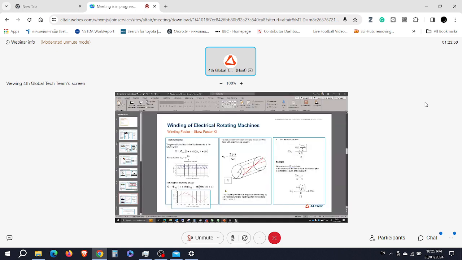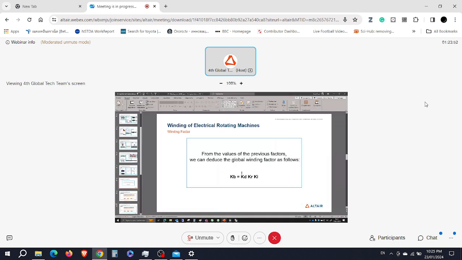And actually, the winding factor is really given by the previous different winding factors we see. So distribution factor is always here, but the pitch winding factor is not always used. So if it's not used, it will be equal to 1. The skew as well, if it's not used, it will be equal to 1. So the winding factor will be equal to the distribution factor.